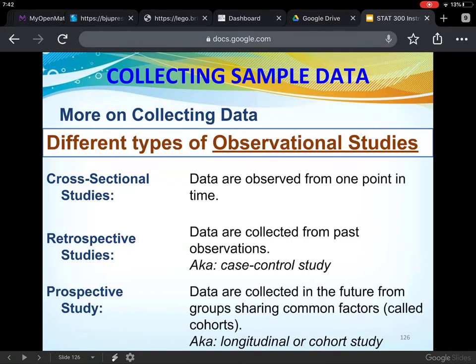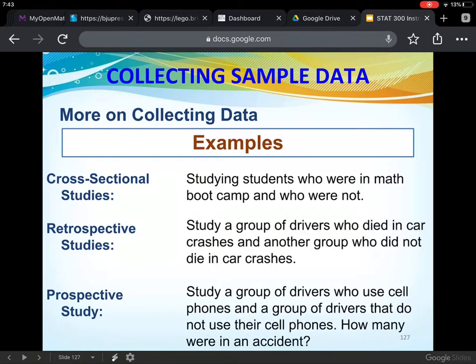Okay, some more vocabulary, observational studies. So we looked at experiments just now. Now let's talk about observational studies. We have something called a cross-sectional study. In a cross-sectional study, data are observed from one point in time, right? In retrospective studies, data are collected from past observations, usually called case control studies. And then we have prospective studies, where data are collected in the future from groups sharing common factors, sometimes called cohorts. And this is usually called a longitudinal or cohort study. So there are different ways that we classify observational studies. From one point in time, from past observations, and then from future time. And there are examples here for each one of these.